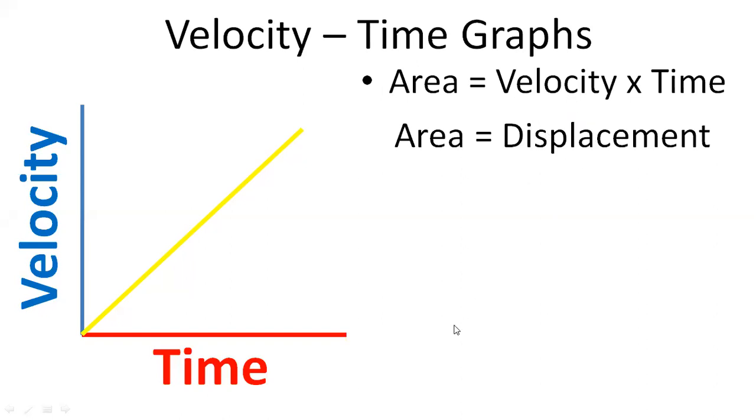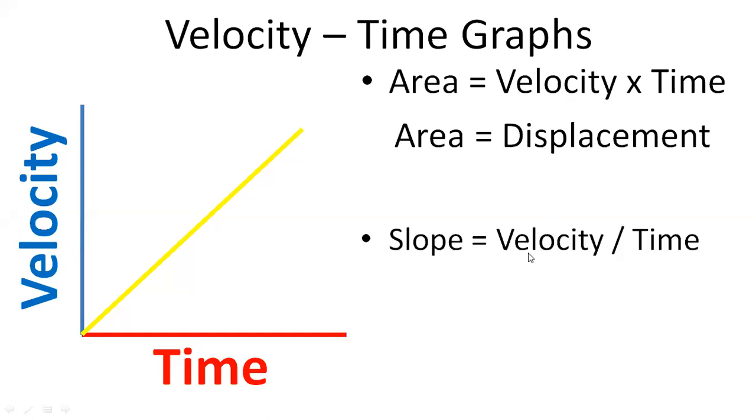What about the slope of this graph? Slope can be given by velocity by time. But we don't have any quantity which can be given by velocity by time, so we'll keep it as it is. There is no point in calculating the slope of this graph, but the area will give us displacement.